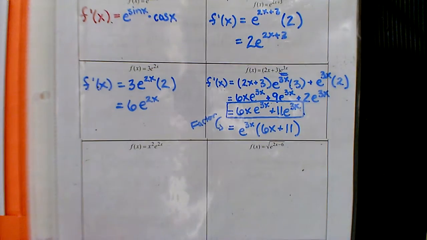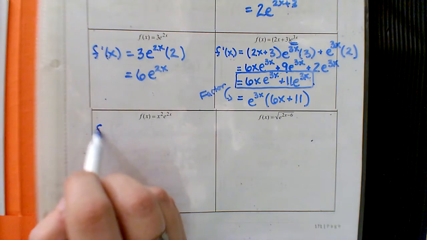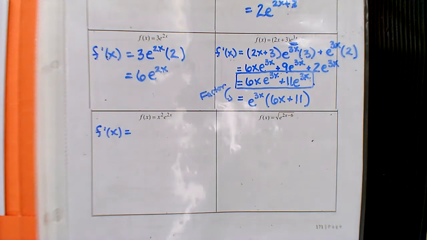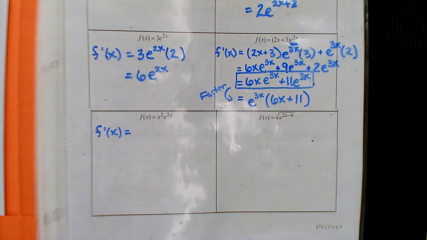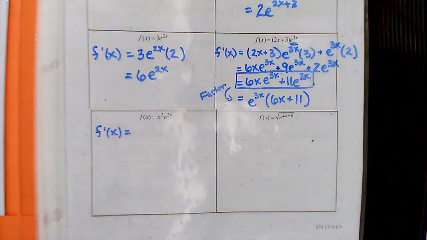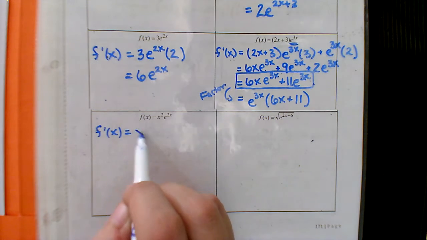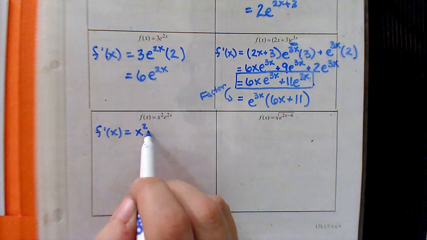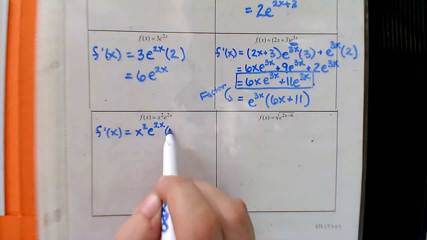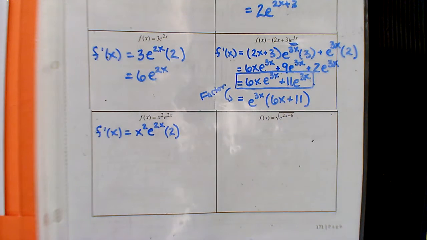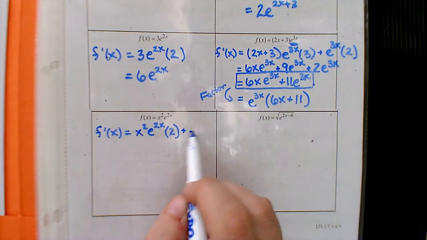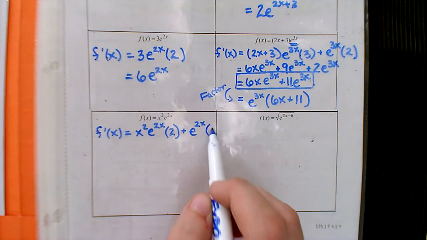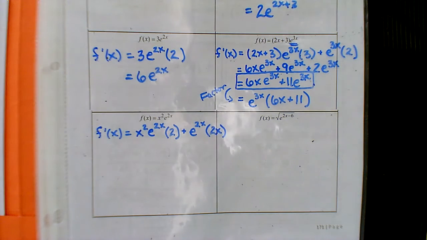Okay, let's try the next one. Okay, think about your shortcuts. What do you want to try? If you were to read it out loud, maybe that might help you to determine which one to use. Product. Yep, we got x squared times e to the 2x. So let's go through product. We have d1, and then d2, we need the derivative of that exponential. So that'd be e to the 2x times 2. Let's finish the product rule. We have 2 times d1.